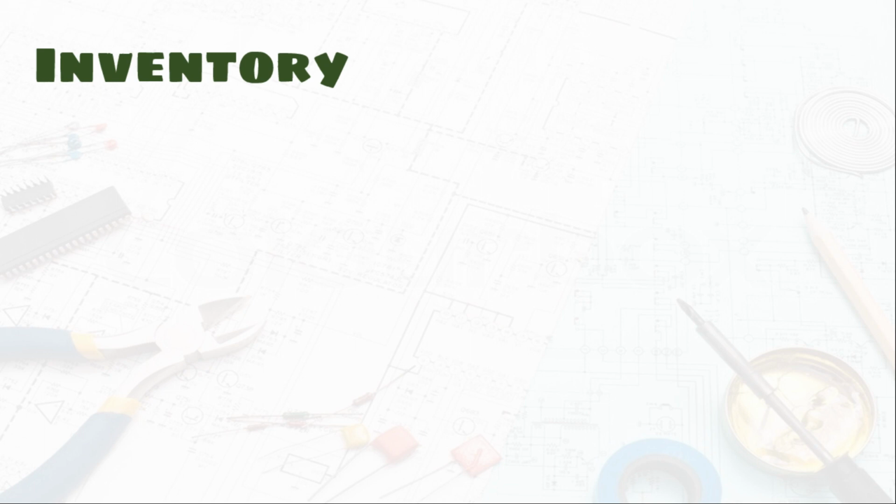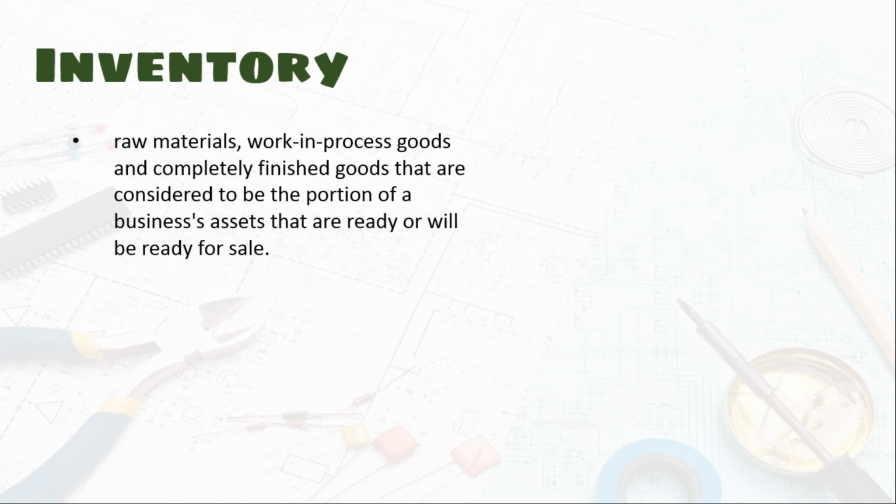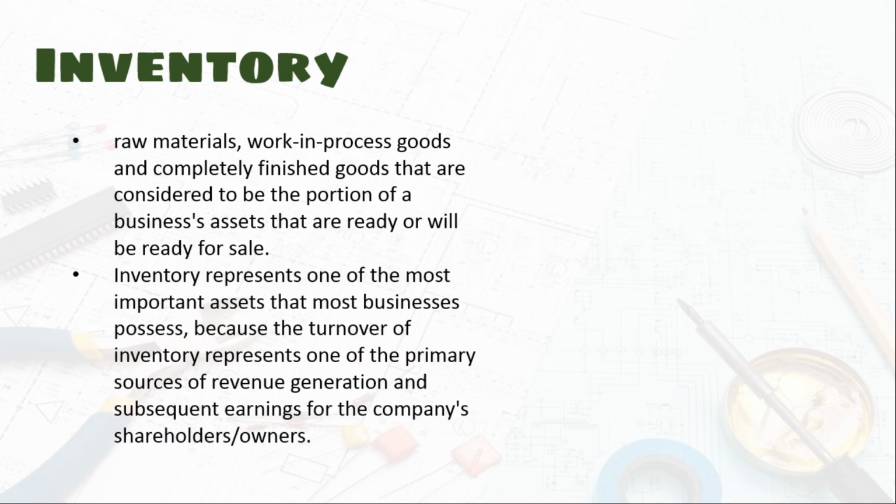Next, we have the inventory. Sa business, nagkakaroon din tayo ng inventory. Okay? So meron tayong form para dito. So it indicates the raw materials, work in process goods, and completely finished goods that are considered to be the portion of a business's assets that are ready or will be ready for sale. So an inventory represents one of the most important assets that most businesses possess. Diba? So because the turnover of the inventory represents one of the primary sources of revenue generation and subsequent earnings for the company's shareholders and owners.